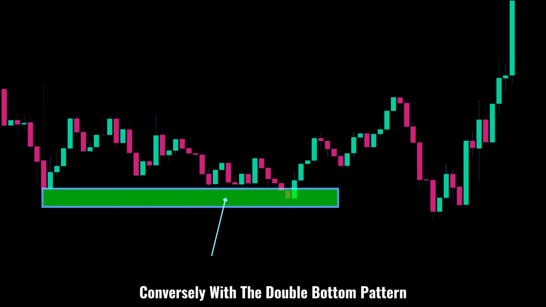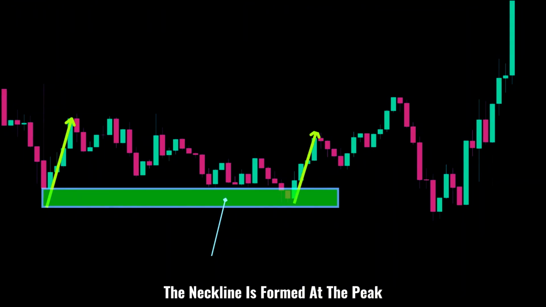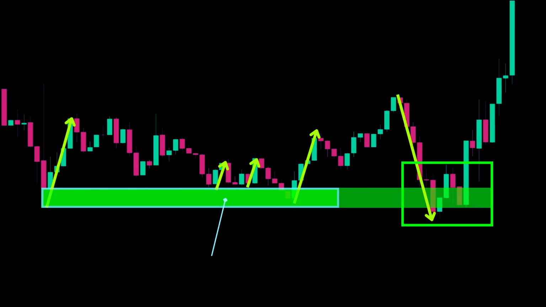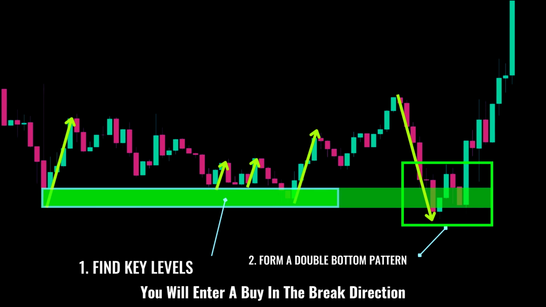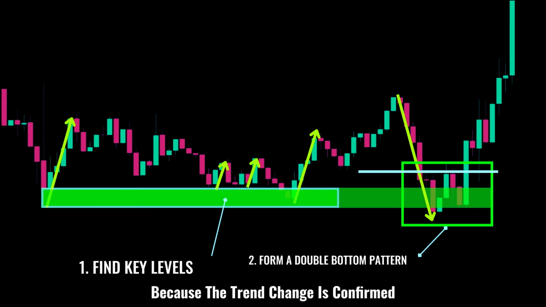Conversely, with the double bottom pattern, the neckline is formed at the peak. When price breaks the neckline and creates a higher high, you will enter a buy in the break direction, because the trend change is confirmed.